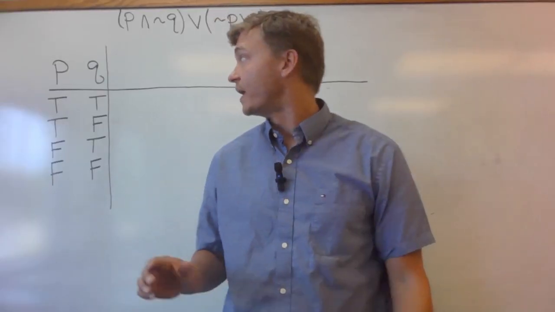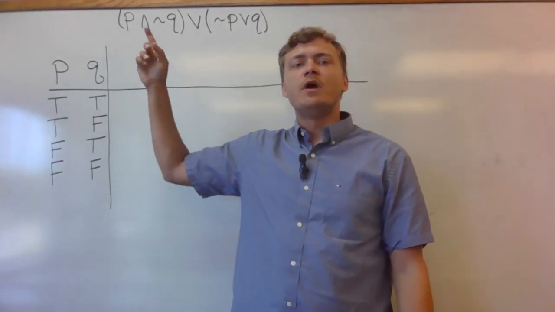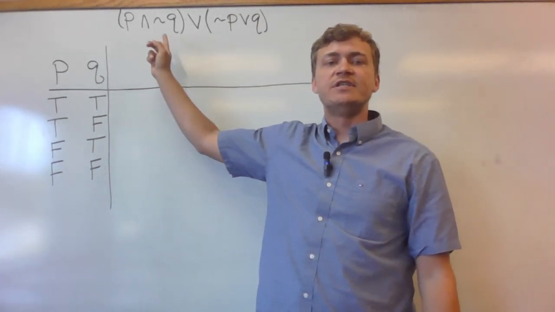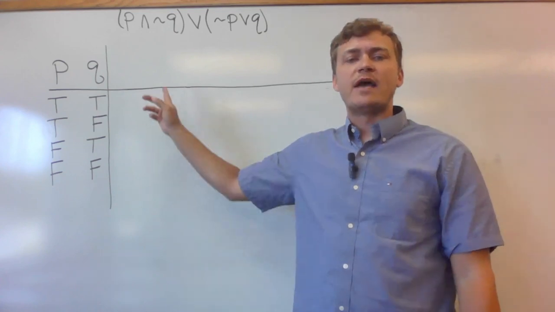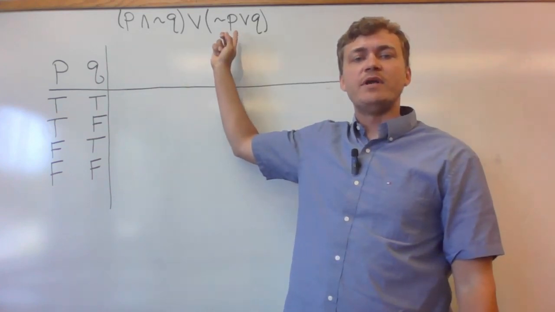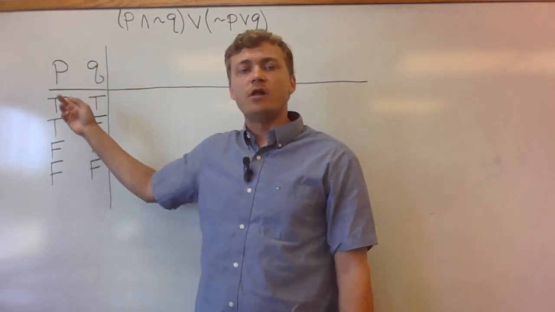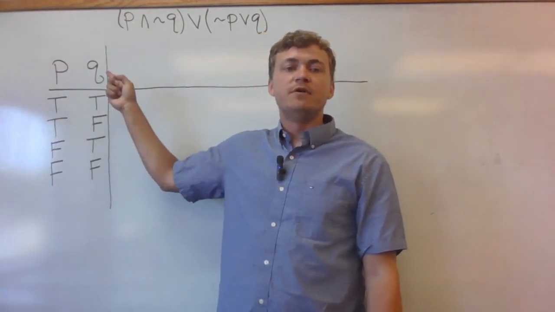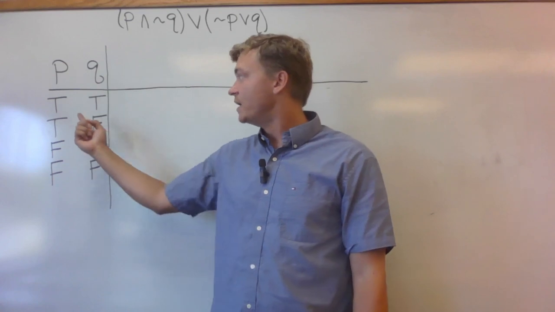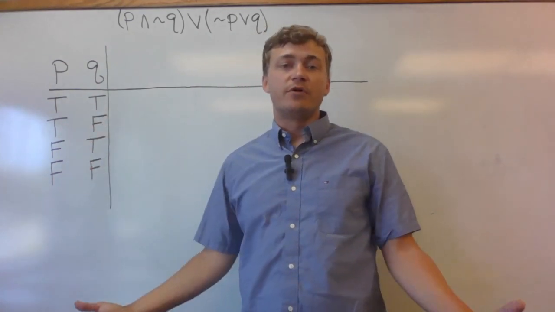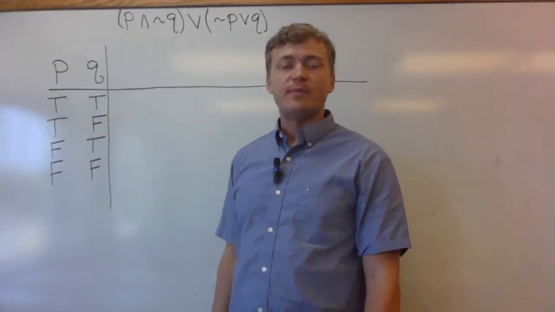Looking to construct a truth table for the following statement here. Note that we have conjunctions, disjunctions, and we have negations as well. We have not Q, we have not P. We have P, we have Q. Starting as always here, our column for P, true, true, false, false. For Q, true, false, again. Each of these four potential outcomes are the only four outcomes we have. So we have them each listed.